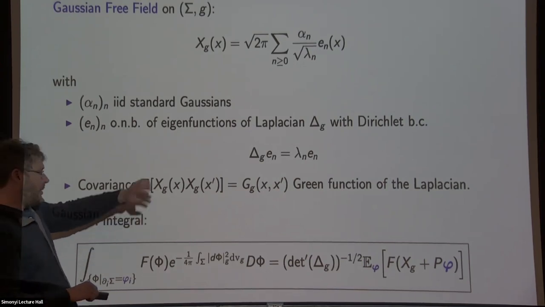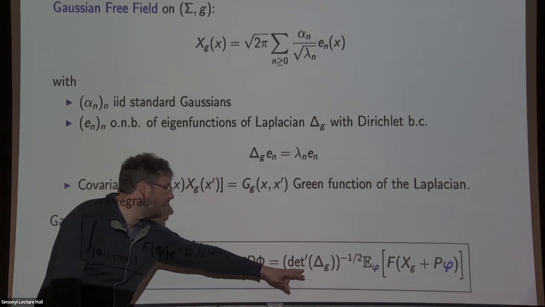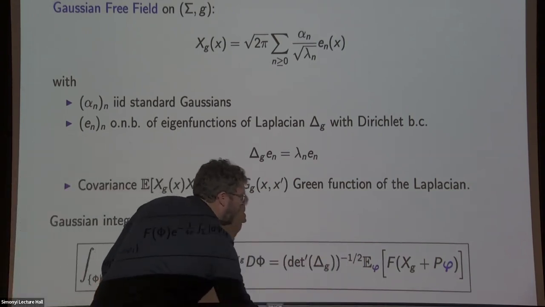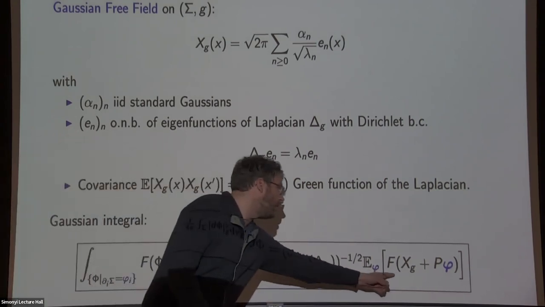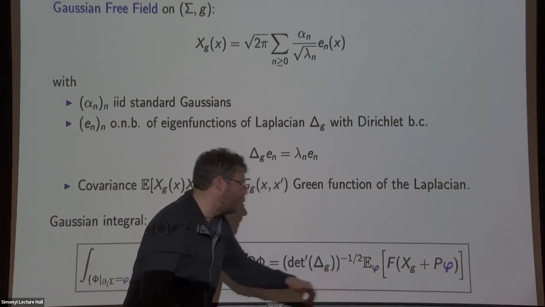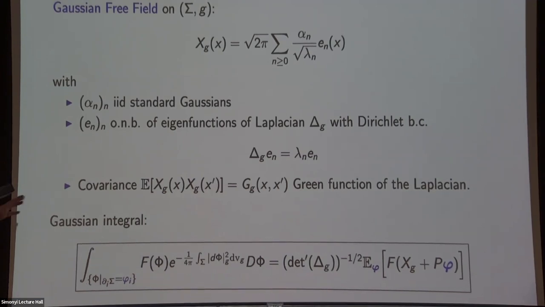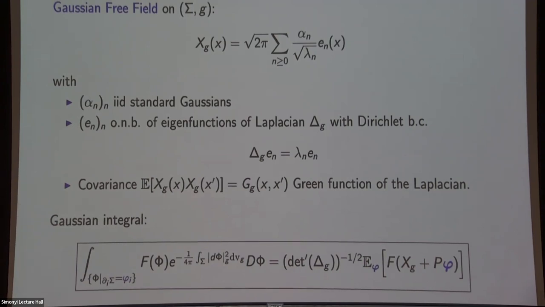Now with this at hand, I condition on my boundary, phi one, phi b, whatever. I set this equal to the determinant of the Laplacian without the zero mode, the prime, to the minus 1/2, times the expectation. If I integrate a function of my fields, I integrate with respect to the Dirichlet Gaussian free field. Here we put phi to stress that we integrate with respect to this one, and this one is fixed. My field on my surface with boundary is the Dirichlet Gaussian free field plus the harmonic extension of my fields, phi one, phi two, etc.